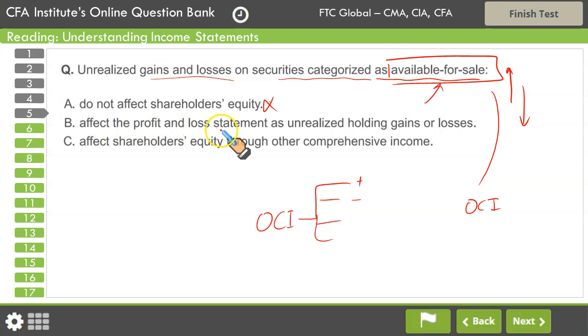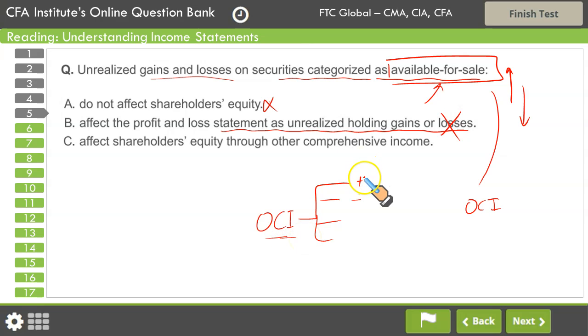Affect the profit and loss statement as unrealized holding gain or loss? No. Available for sale debt securities, fair value gain or loss, unrealized gain and loss, it is not reported as a part of your income statement. It is reported separately in other comprehensive income. Let me tell you, there are principally 4 different types of items we report in other comprehensive income. I'm sure you would have gone through your reading.